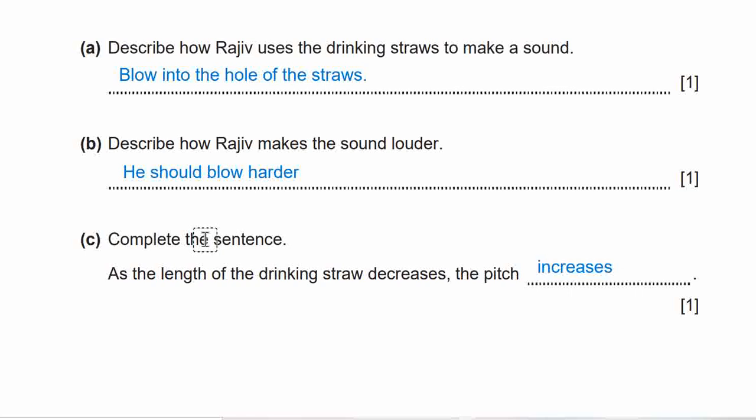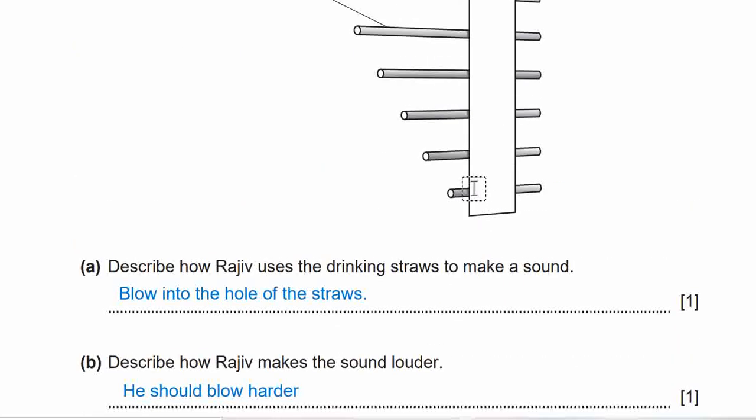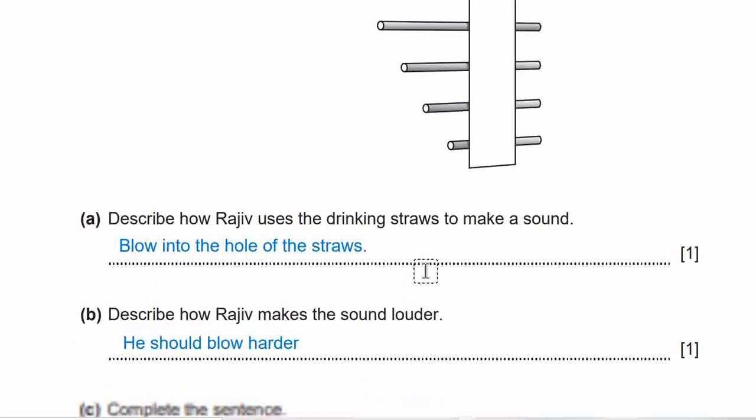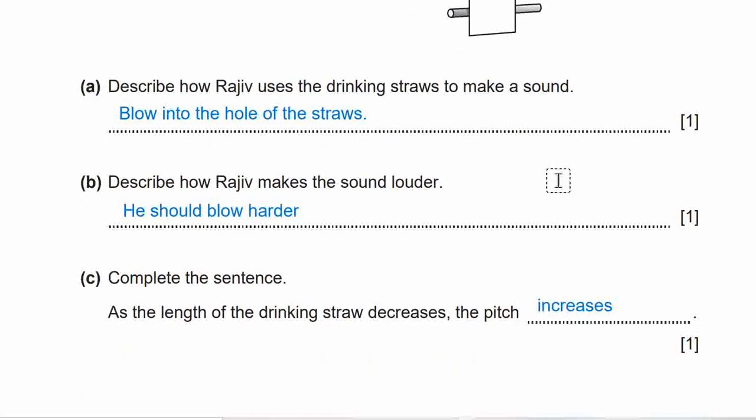And next, as the length of the drinking straw decreases, the pitch increases. So the shorter straw will have higher frequency, and that's why it will have higher pitch. Pitch increases.